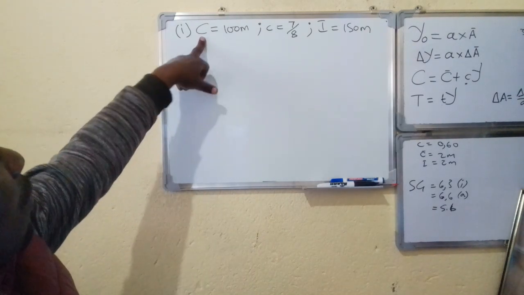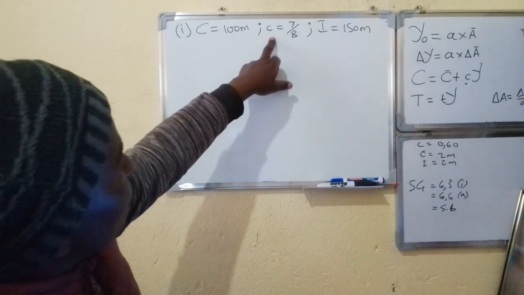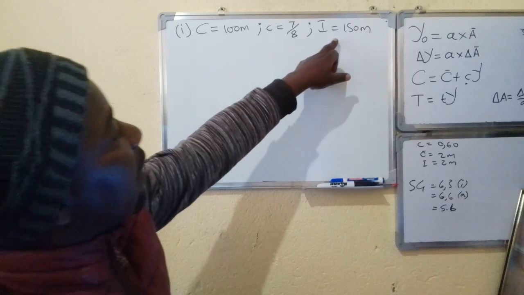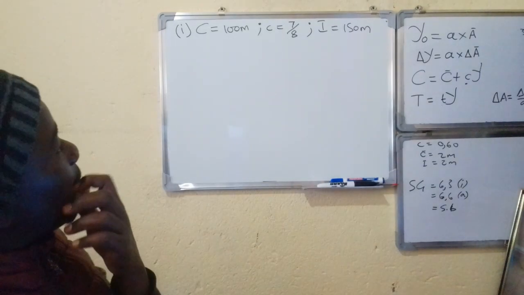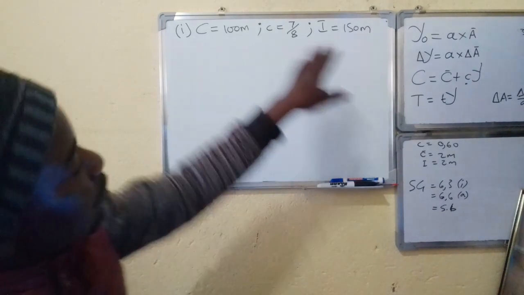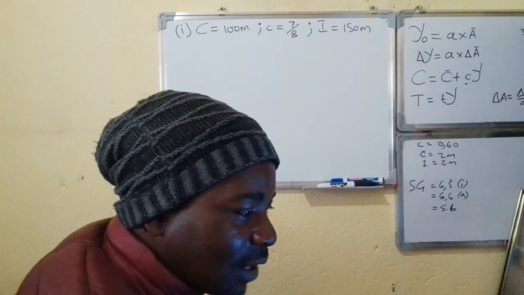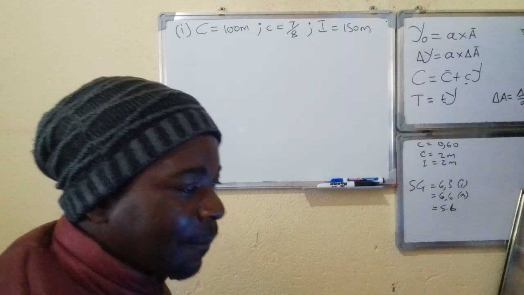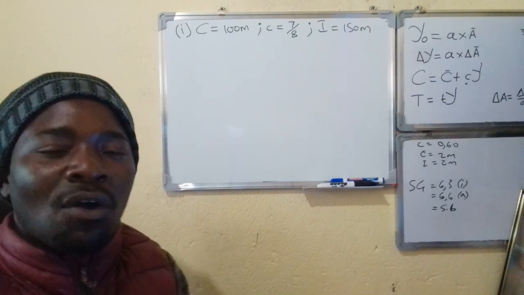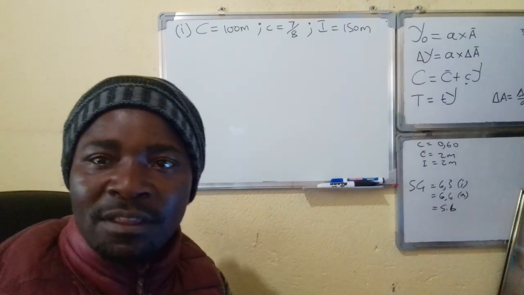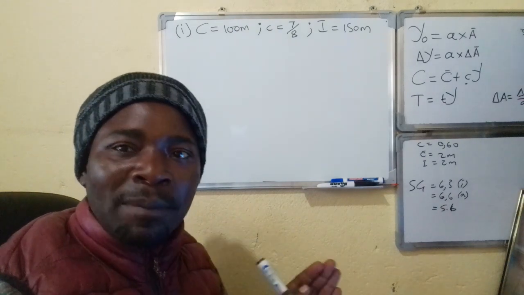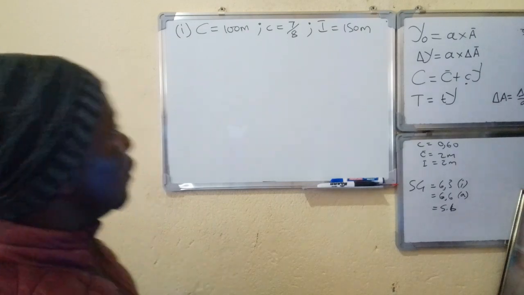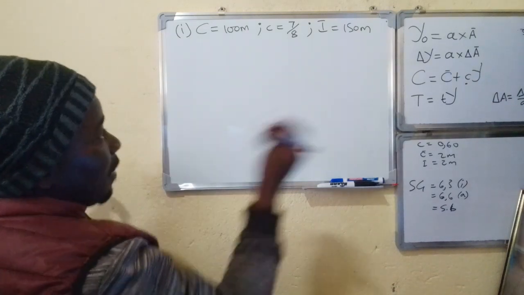This is autonomous consumption, induced consumption, or marginal propensity to consume, and then the investment expenditure. So now they gave you these things, and then they say calculate the equilibrium level of income in an economy without government. My advice, always start by calculating the multiplier. Even if they didn't speak about the multiplier, calculate it, store it on the side because you will need it. So let's calculate the multiplier.